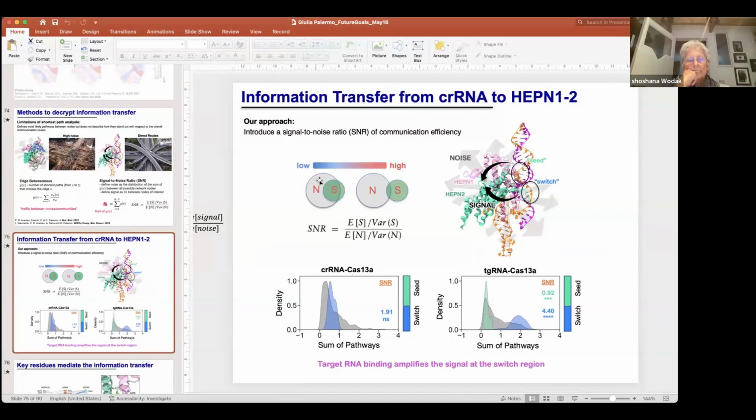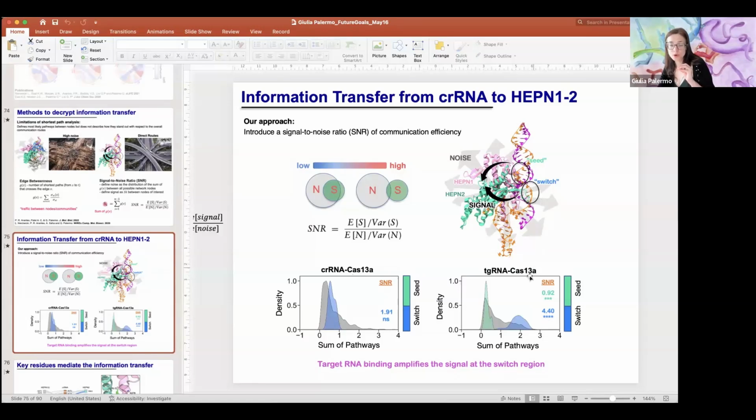Imagine you have your noise overlapping with your signal. You will have low SNR. You will have a high SNR when your signal stands out over the noise. And this is, for example, what happens after target RNA cleavage. Before target RNA cleavage, when the system binds only to the guide RNA, the signal overlaps with the noise. But when you have the target RNA binding, the signal sourcing from this specific region that is called the switch stands out over the noise. And that's how we identified the region where to implement mutations.